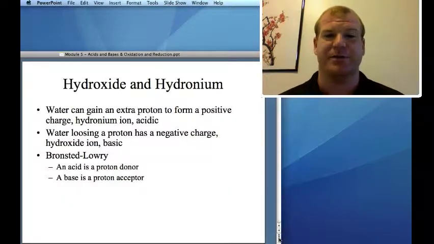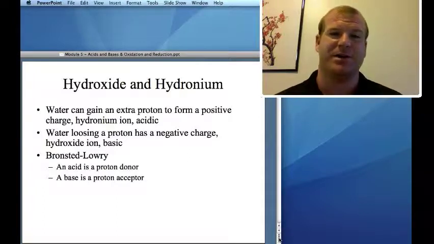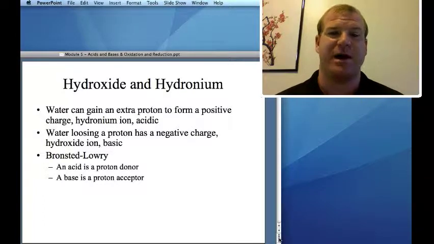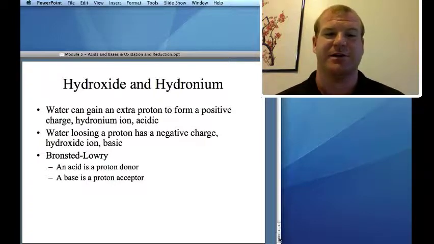Hydroxide and hydronium. So water, H2O, but H3O+, an extra hydrogen, has an extra positive charge. OH- has one less, has a negative charge. And that's in general what acids and bases do. Acids tend to add positive charge to things. Bases add negative charge to things.